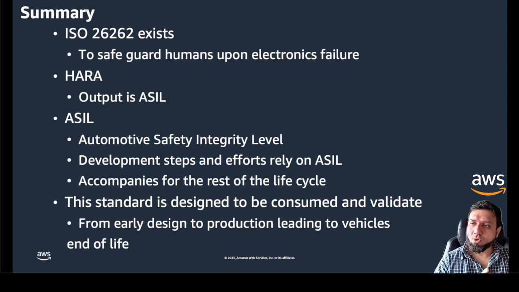And then we also talked about mapping these ASIL steps and efforts with the safety goals which we create in our HARA. And we talked about how this standard is designed to be consumed and validated by automotive organizations and manufacturers. The purpose of this design is from early design to production, leading to the vehicle's end of life. For example, you're creating a design of a product, you're building the product, and this process follows us all the way until the vehicle reaches end of life or end of production. And we need to make sure we're adhering to it. So there we have it.